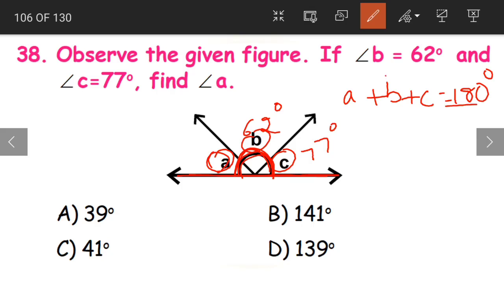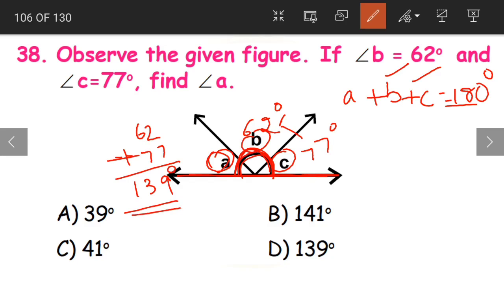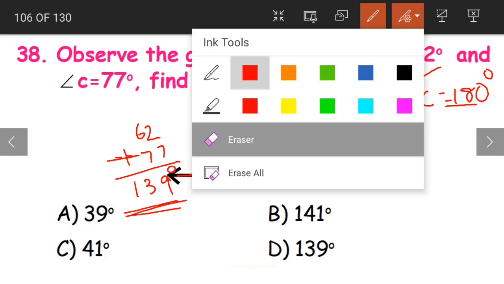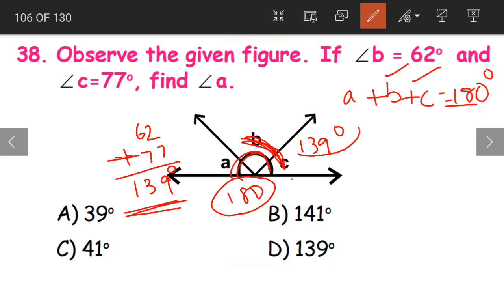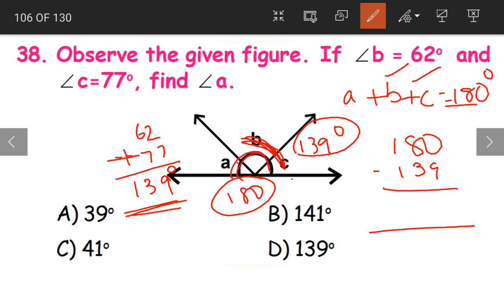Now from this we already know angle B and angle C. So let us find out the sum. 62 plus 77. Now how much will it be? 139 degrees. The sum of angle B and angle C is 139 degrees. See again, just like in the previous sum, the total is 180 degrees. These two are equal to 139 degrees. So when we remove this 139 from our 180, what will we be remaining with?